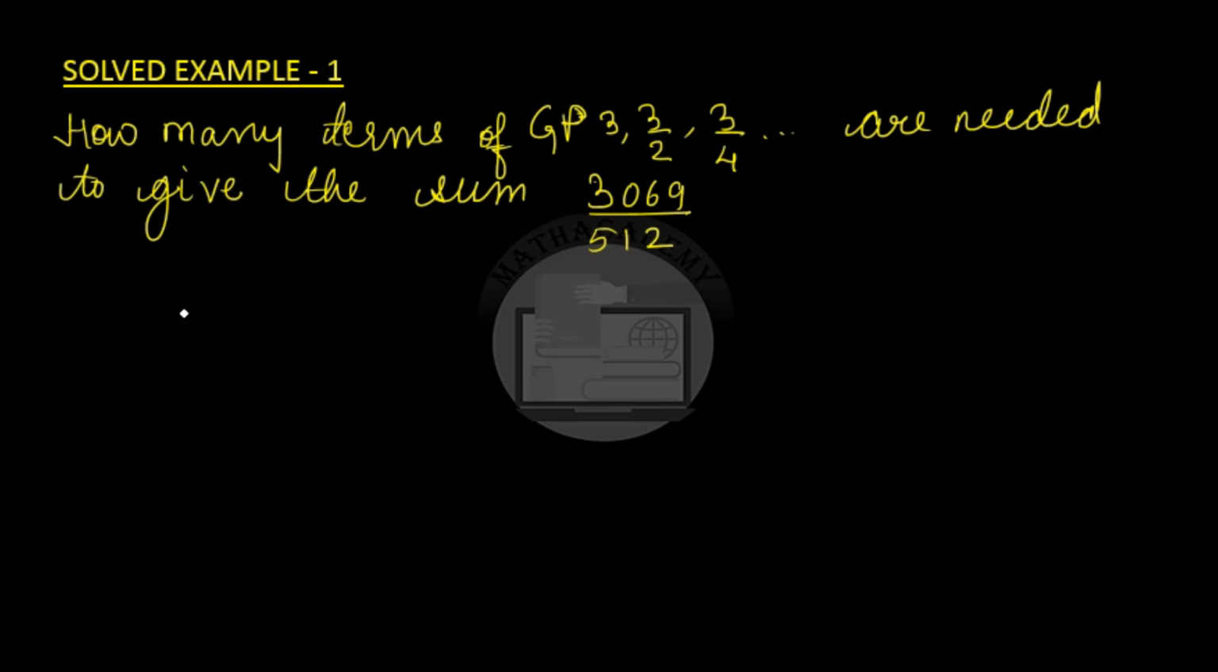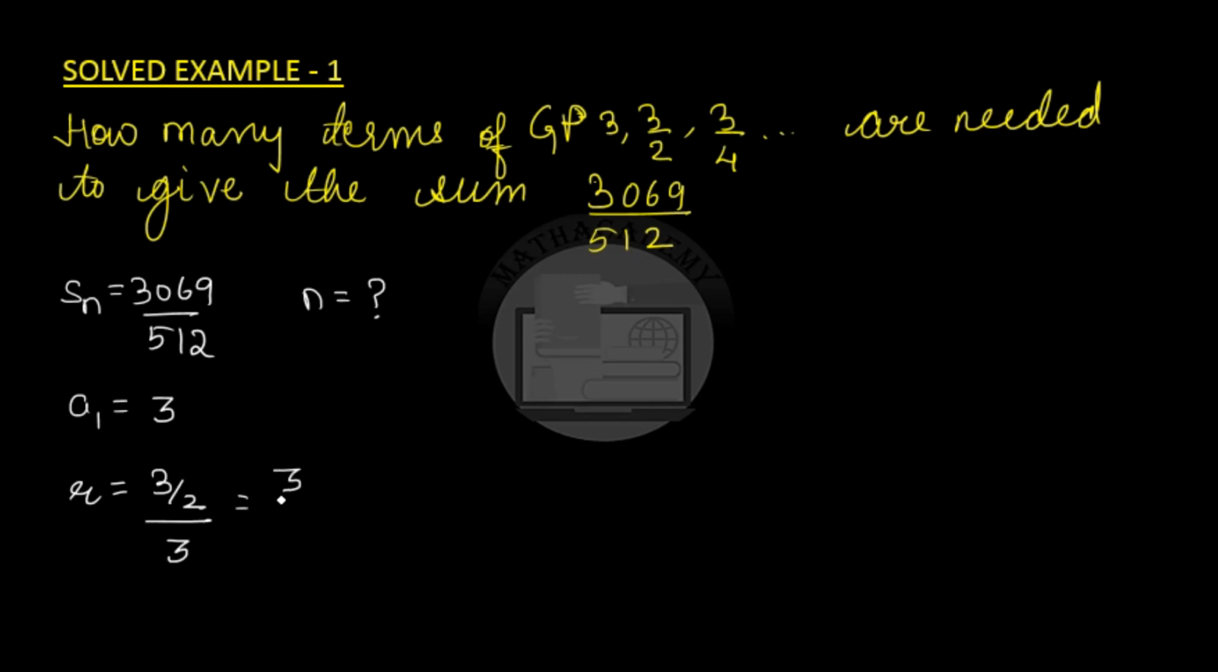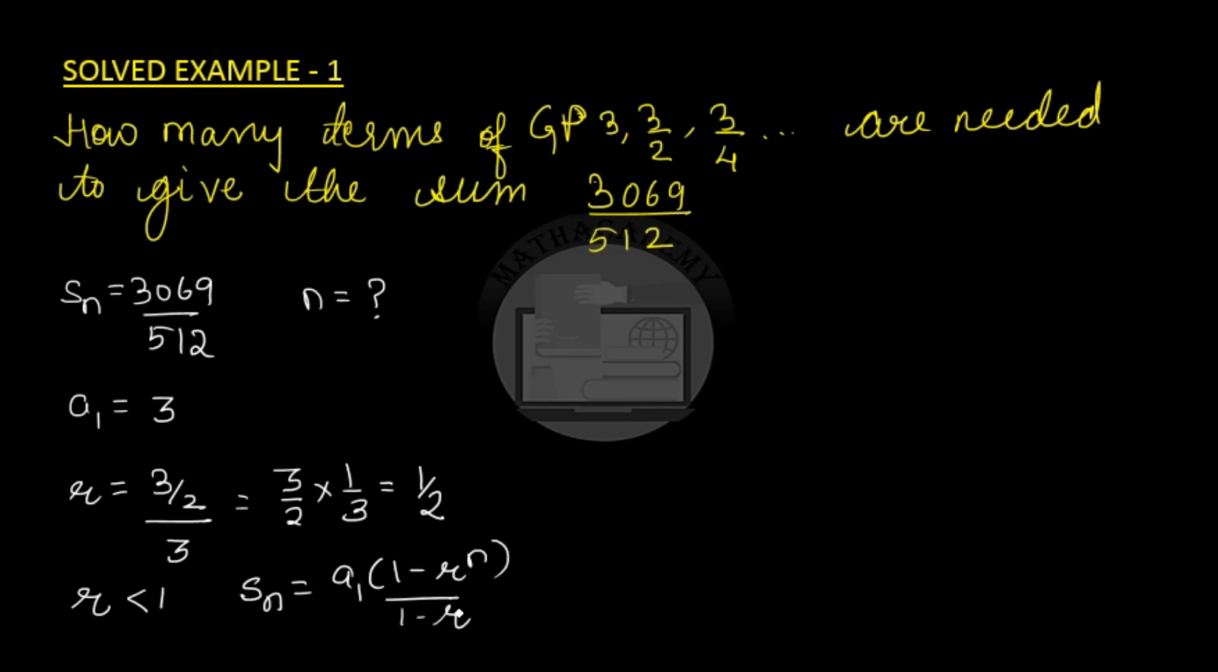Let us solve the question step by step and write down what all is given to us. Sn, the sum of n terms, is given as 3069 over 512. We don't know what this n is, we have to find out n. a1 is given as 3. r is obtained by dividing the second term by the first term. So it becomes 3 by 2 times 1 by 3, which is equal to 1 by 2. Since r is less than 1, the formula for Sn used will be a1 times 1 minus r to the power n over 1 minus r.